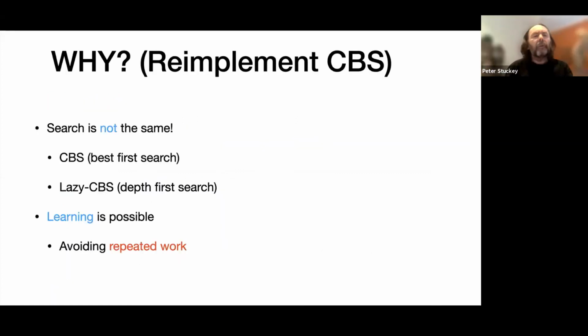Okay, but then it looks like we just re-implemented CBS. Well, it's not the same, and I'll show you that. CBS uses best first search because it's using A* to pick the best looking child node to explore next, because it's trying to quickly get to the optimal solution. Lazy CBS is using lazy clause generation, so it's using depth first search, which might seem like a bad idea, but because learning is possible, it's going to be able to avoid repeated work.